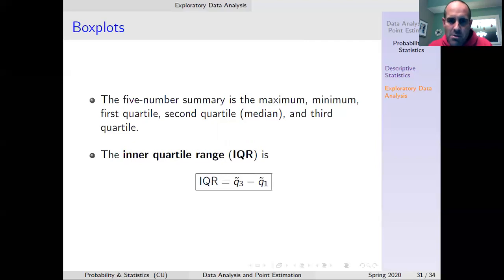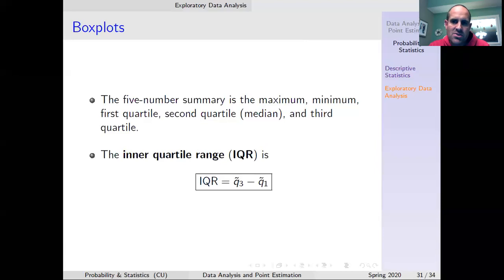A 5-number summary: you basically take the maximum and the minimum, and you take the first quartile, second quartile, and third quartile. Those 5 numbers are a way to summarize the data, and we're going to summarize it visually with those 5 numbers, okay? And there's an important quantity that's going to come up. It's called the interquartile range.